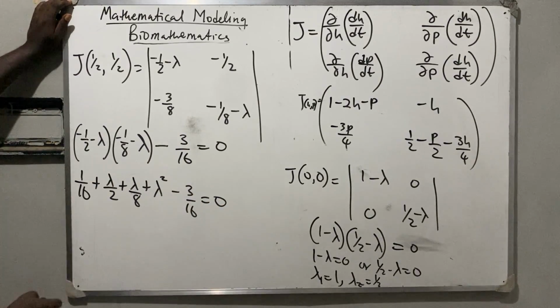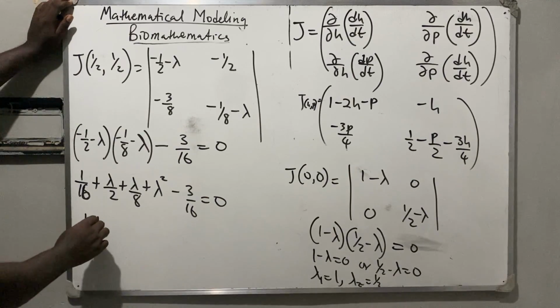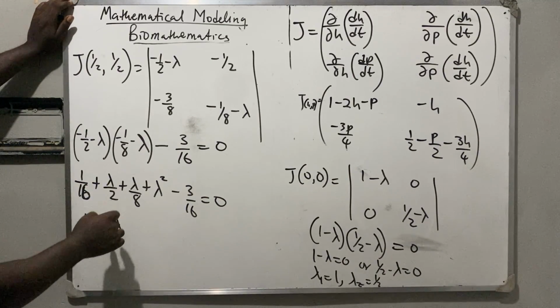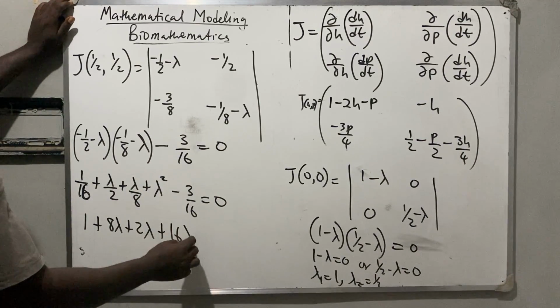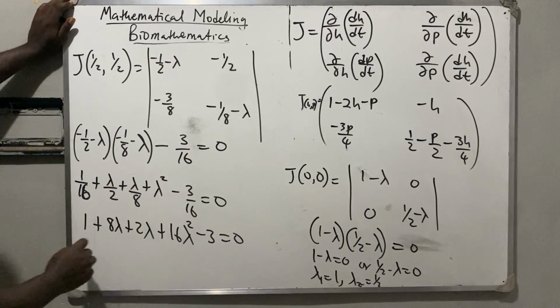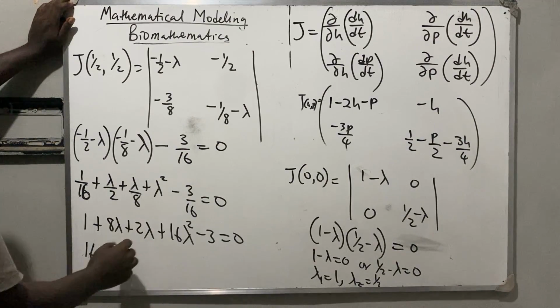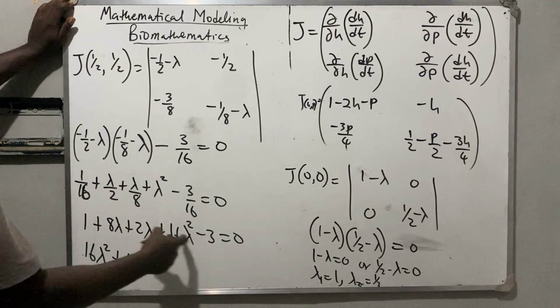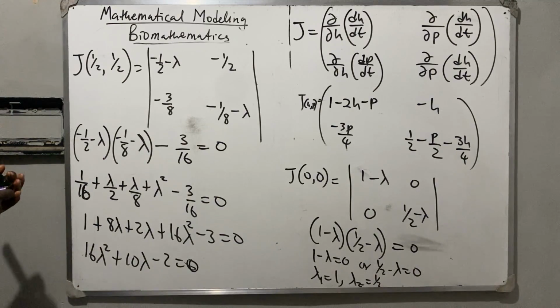So multiply everybody by 16 so that the denominator will be out. 16 times this is 1, plus 16 times this will give you 8 lambda. 16 times this will give you 2 lambda. 16 times this will give you 16 lambda squared. 16 times this will give you minus 3 is equal to 0. So I'm having 16 lambda squared, and then this and this will give you plus 10 lambda, then minus 2 is equal to 0. So this is a quadratic equation that we are going to solve using our normal quadratic formula.